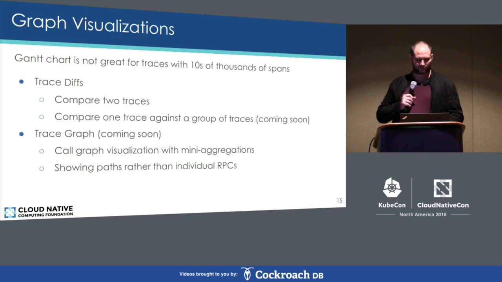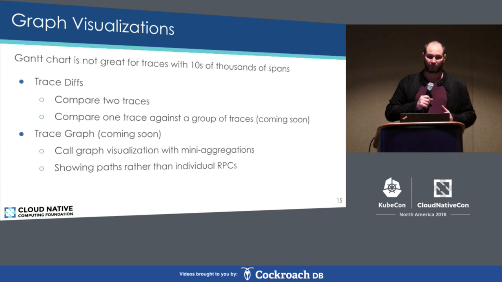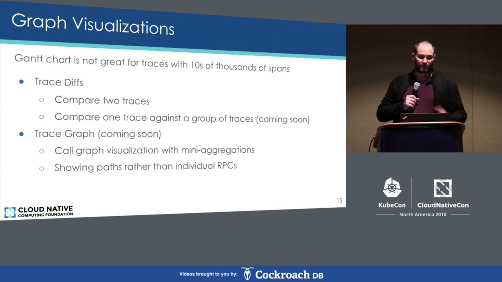Okay, this is the first time I'm seeing this slide. The Gantt chart is not great for traces with 10,000s of spans because they just get overwhelmingly complex. It's too much information. So with trace diffs, you do two things. One, you compare two traces, and also we compress, or condense, or reduce the graph that represents the trace with the counting, where you can have one node that represents multiple spans.